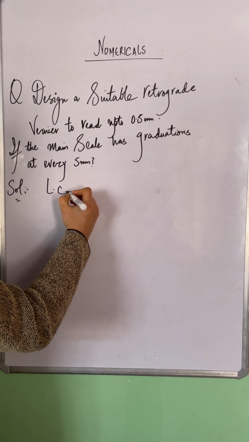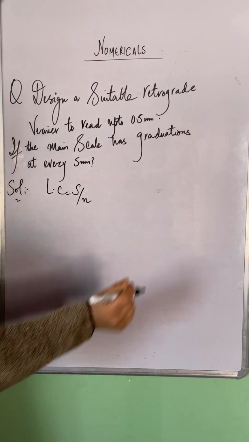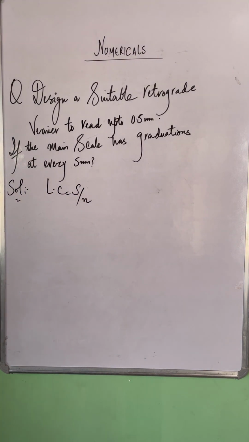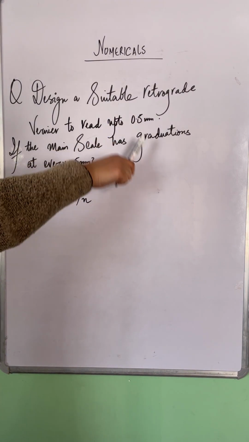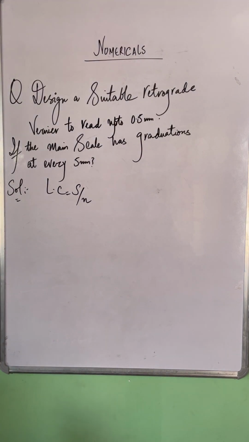We know that least count is equal to S by N. We have to design a retrograde vernier, and in a retrograde vernier, N divisions on the vernier scale correspond to N plus 1 divisions on the main scale. Let's try to find the least count first. Least count has been desired. It should read up to 0.5 mm.